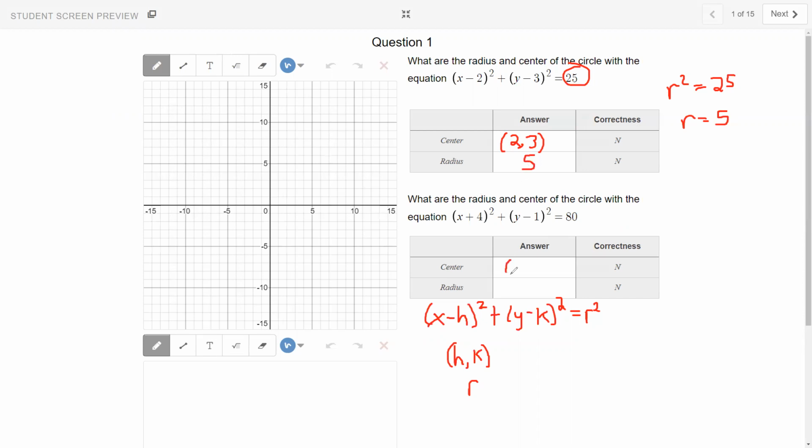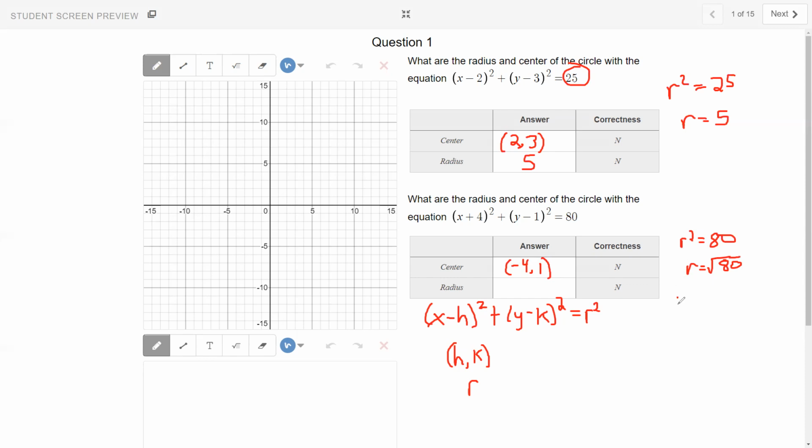And the next one, it's x plus 4. X plus 4 is the same as x minus negative 4. And then y minus k, so that would be 1, so negative 4, 1. Our r squared is 80. So if you take the square root of both sides, you get r equals the square root of 80.